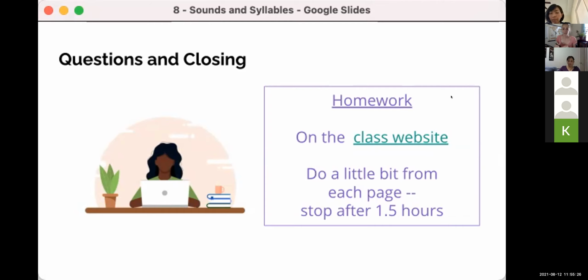There is homework on the class website, of course. Of course, it is optional. I recommend you do a little bit of each page. You don't have to do the whole page. Usually after 1 or 2 columns of words, you kind of understand what you're doing. Stop after about 1.5 hours. Don't work so hard. If you have a question about anything, stop and send me an email. I'm happy to answer your questions by email. Next week, we're going to continue with more sounds and more syllable types.